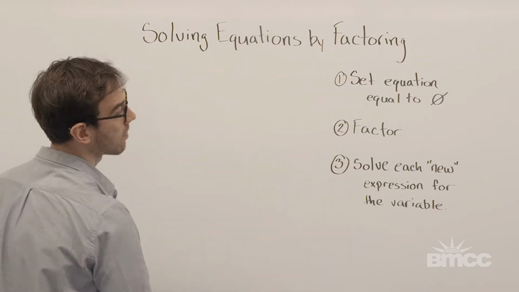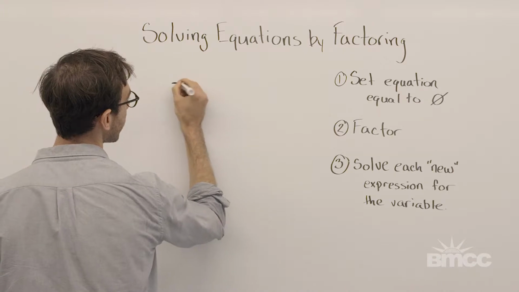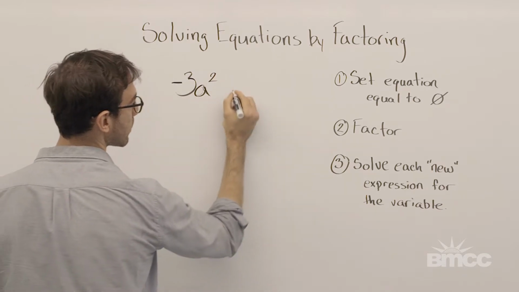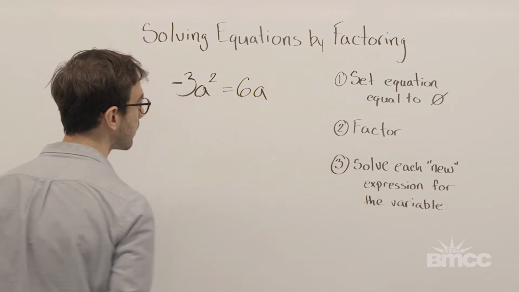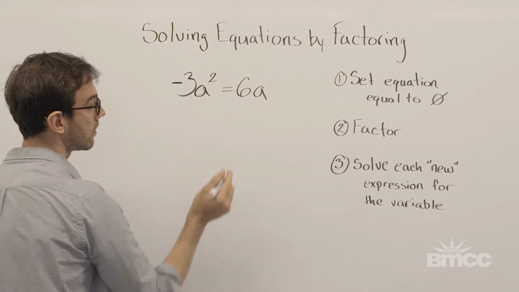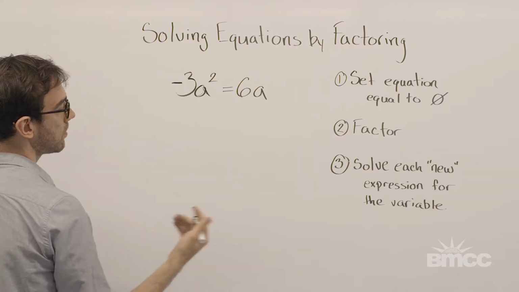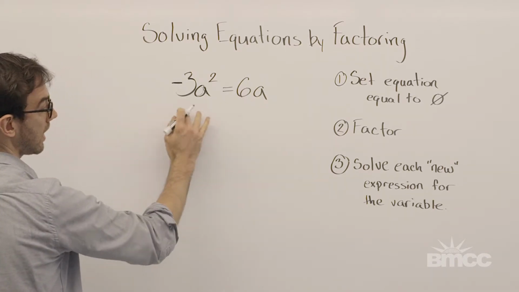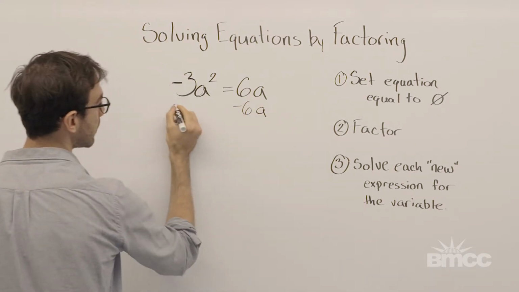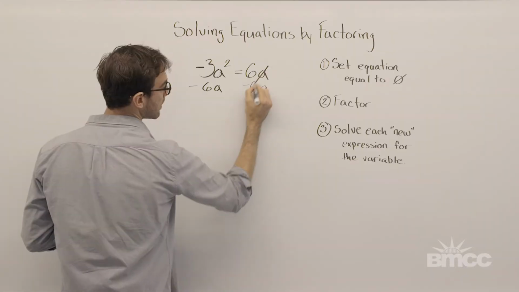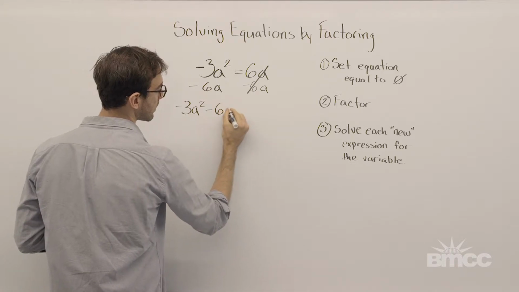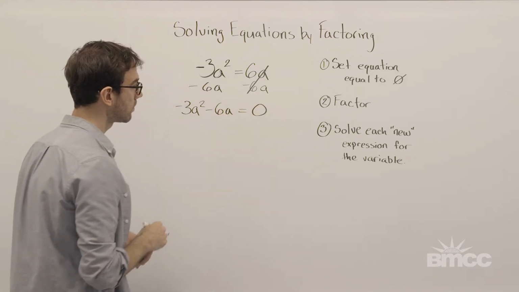Maybe get a little more in-depth with this. So we'll say negative 3a, make that a little clearer. Negative 3a squared is equal to 6a. So again, going back to our steps here, let's start by setting our equation equal to 0. You can do this any way you'd like. I'm going to choose to subtract 6a from both sides, but you could say add 3a squared to each side. It doesn't really matter, as long as you set your equation equal to 0. So these will cancel out. Our new equation is negative 3a squared minus 6a is equal to 0.